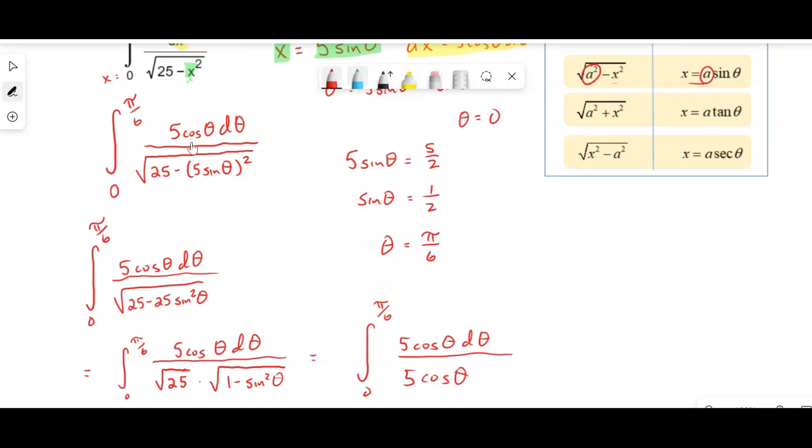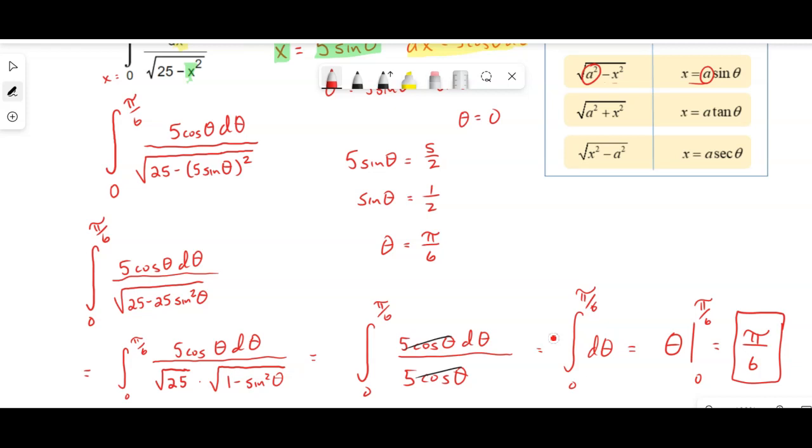And notice everything's going to cancel here except for just the d theta, obviously. So we end up with just the integral from 0 to pi over 6 of d theta, and the integral of d theta is just theta. Plug in pi over 6, plug in 0, subtract, and you're just going to get pi over 6. And that is our area underneath this curve. So that's our first example of a trig substitution.